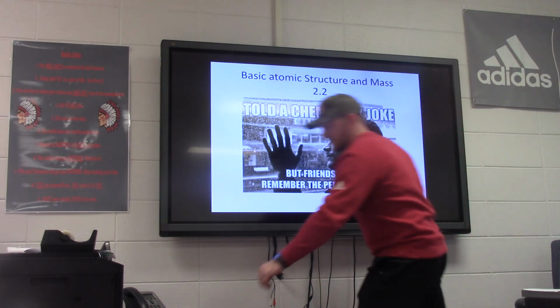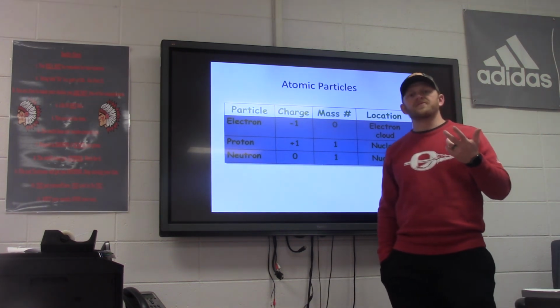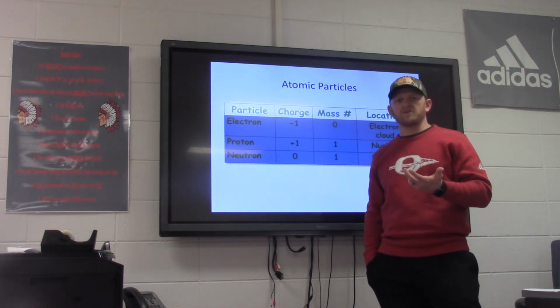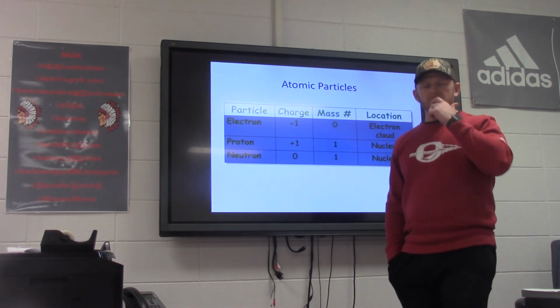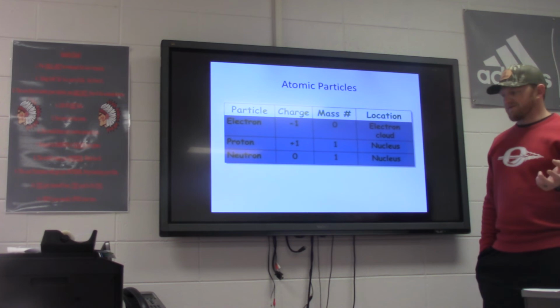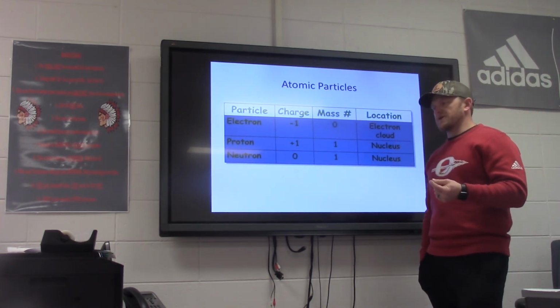If we look at this, just remember the other day we talked about the electron as a negative charge, found by J.J. Thomson with the cathode ray tube. The proton has a positive charge. Remember, it was Rutherford with the gold foil experiment, and then we had the neutron. The mass number of the electron is 0 because they're very small. Proton and neutron are both 1.